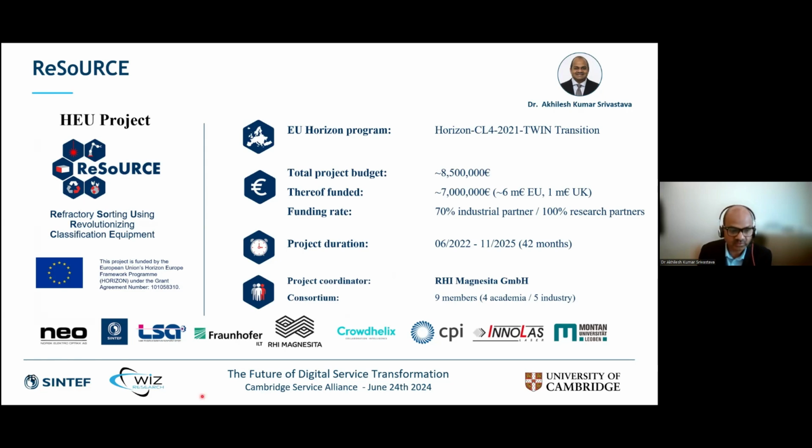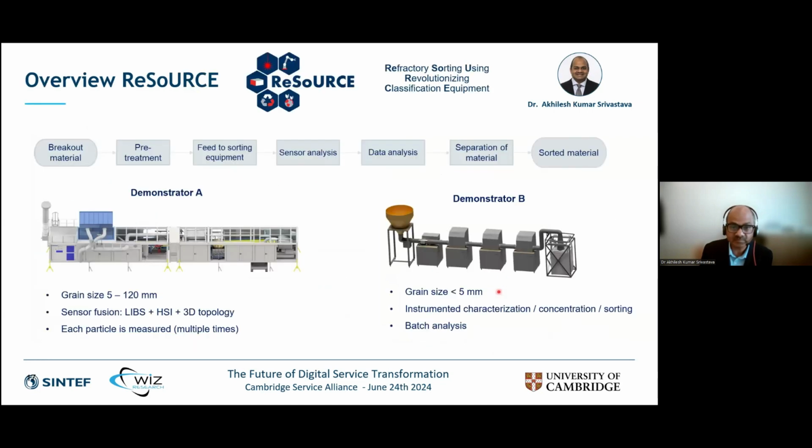Here you can see the list of all the partners, and this project is coordinated by RHI Magnesita in Austria. They are large refractory producers. So in this project, we are building 2 demonstrator units, and we can also call them small scale factories, to make sure that the breakout materials, these refractory materials, in the end are available for other industries, other refractory industry to reuse.